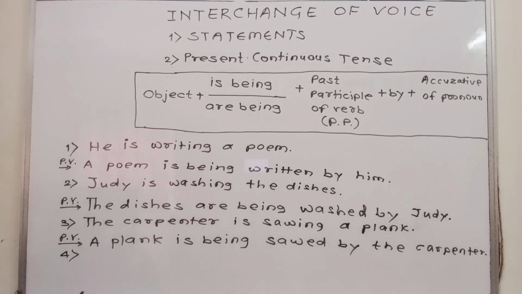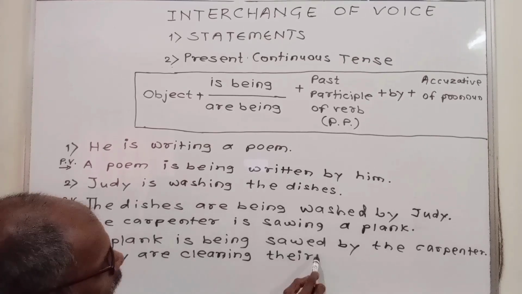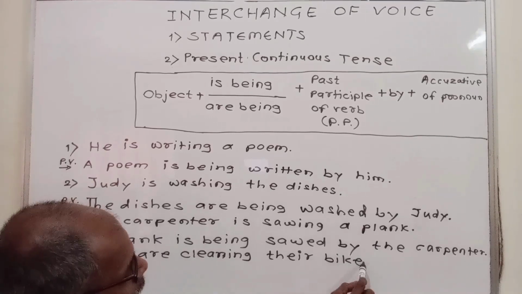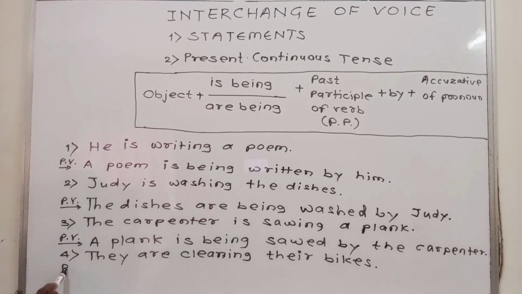Then fourth, they are cleaning their bikes. Okay. Then passive voice. They, subject. This is pronoun. Subject. Auxiliary. Main verb. Their bikes.